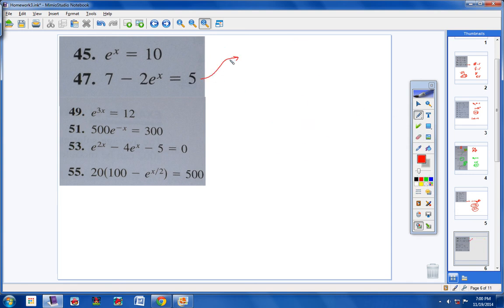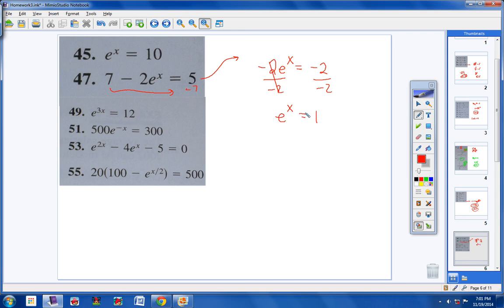Here we go. Okay, now notice my base here is e, and I want to get that all by itself, okay? So here we go. Negative 2 e to the x equals, bring the 7 over, make it a negative 7, so negative 2, okay? Now, divide both sides by negative 2. These cancel, and you're left with e to the x equals 1.